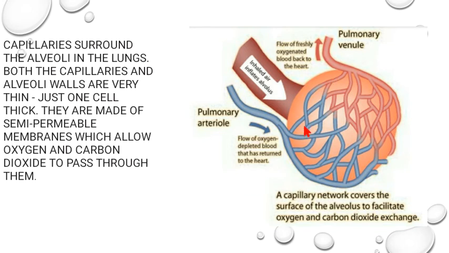Capillaries are surrounding the alveoli. These capillaries and alveoli have some similarities. Like capillaries, they are made up of a single layer of endothelial cells, whereas alveoli walls are also very thin. So therefore gaseous exchange occurs very rapidly. There is no problem in diffusion because the walls of the alveoli and capillaries are very thin. Also, they are made up of semi-permeable membranes which allow oxygen and carbon dioxide to pass through them.